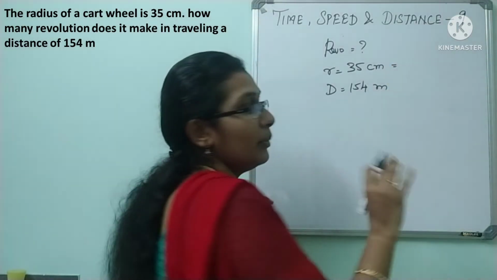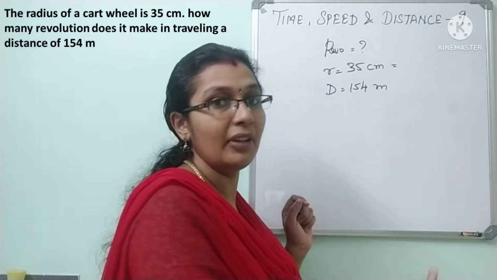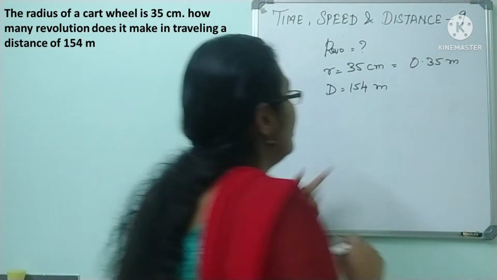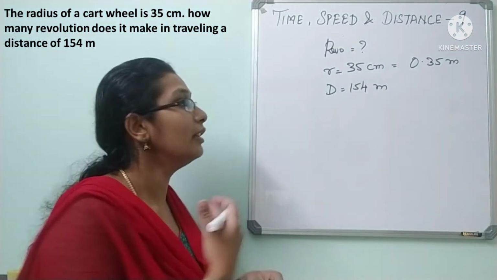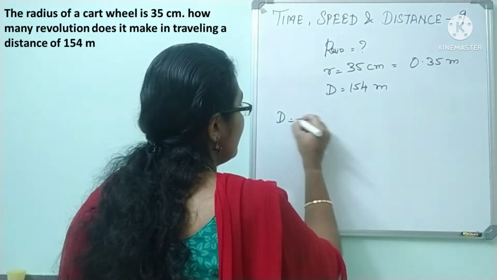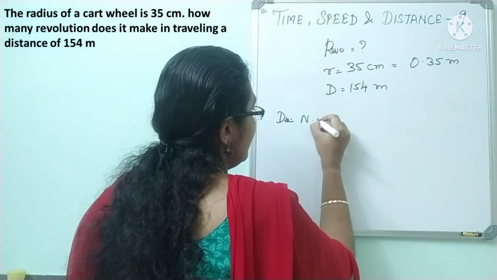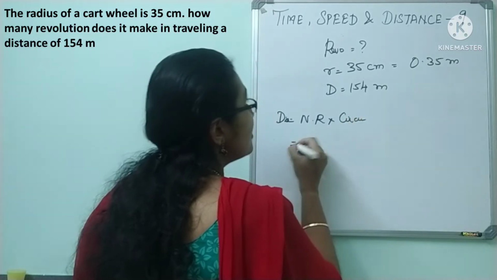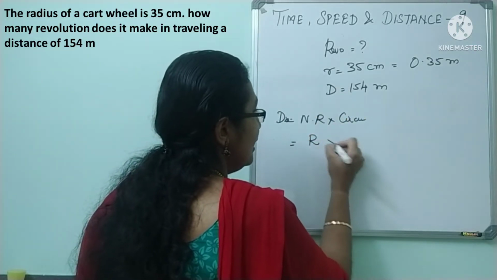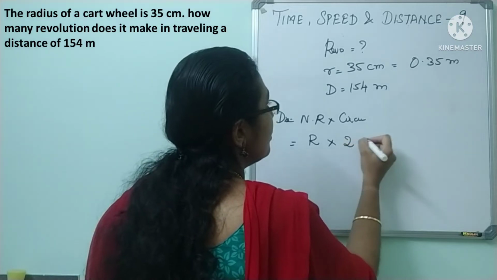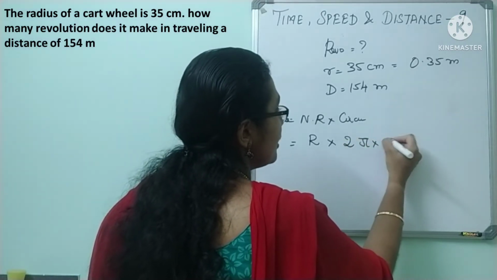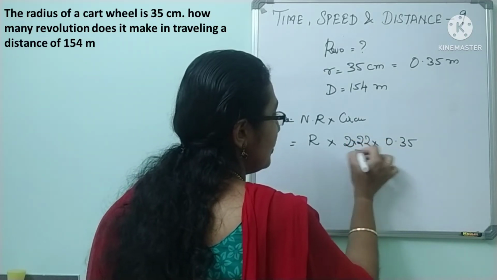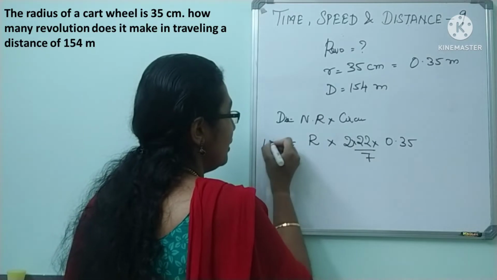How will you convert? Centimeter, decimeter, meter. So you will have to divide it by 100. So when you divide it by 100, you will get it as 0.35 meter. Now everything is converted into a single unit. Now you can proceed. So distance is equal to number of revolution into circumference, which is, number of revolution we will have to find, into circumference, 2 pi into 0.35. Okay, so instead of pi I can write it as 22 by 7. Clear?